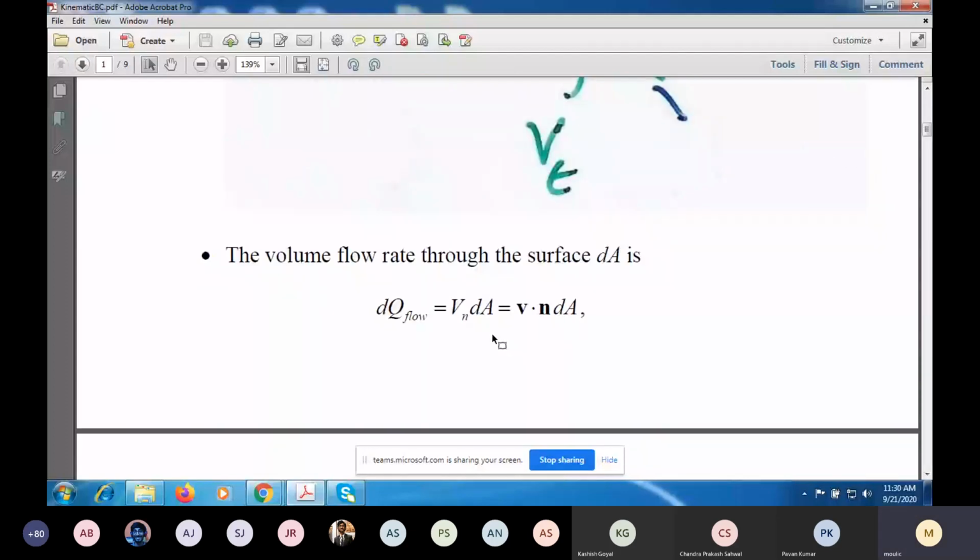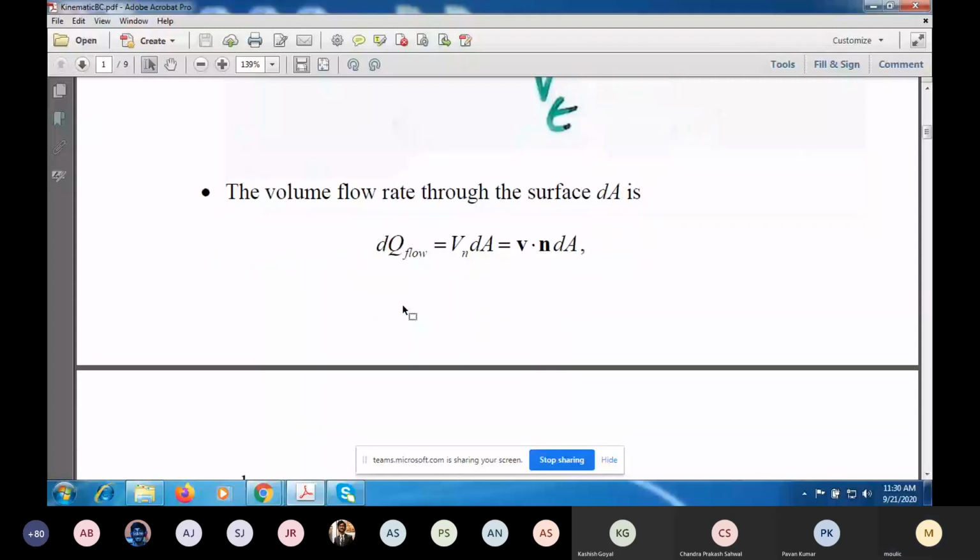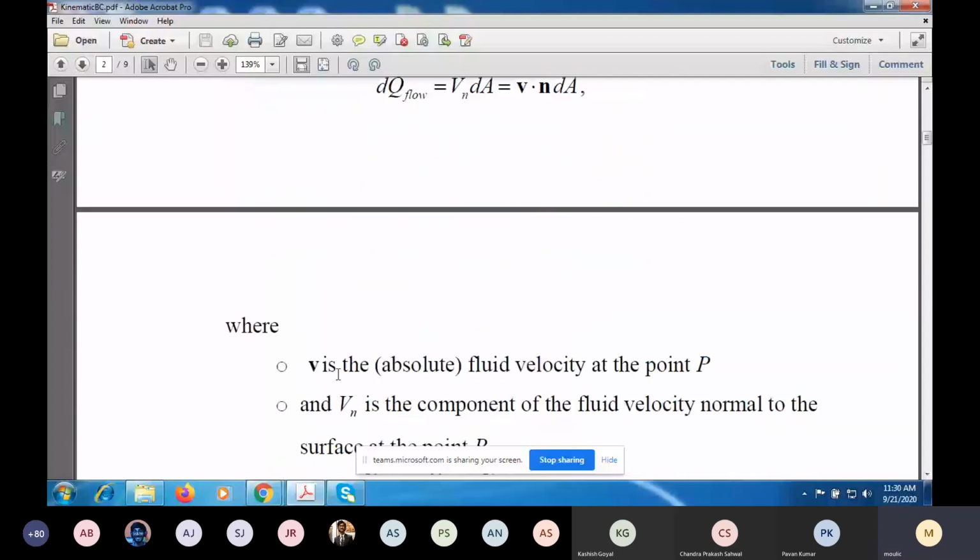Vn or V dot n, the units will be meter per second, and dA is meter squared in SI units. So meter per second into meter squared will give you meter cube per second. Here I've used the vector V to denote the fluid velocity at the point P. Since later on we'll be looking at moving frames, I've written in brackets absolute velocity, but if nothing is written, then it is understood that this is the velocity with reference to a frame of reference which is stationary.